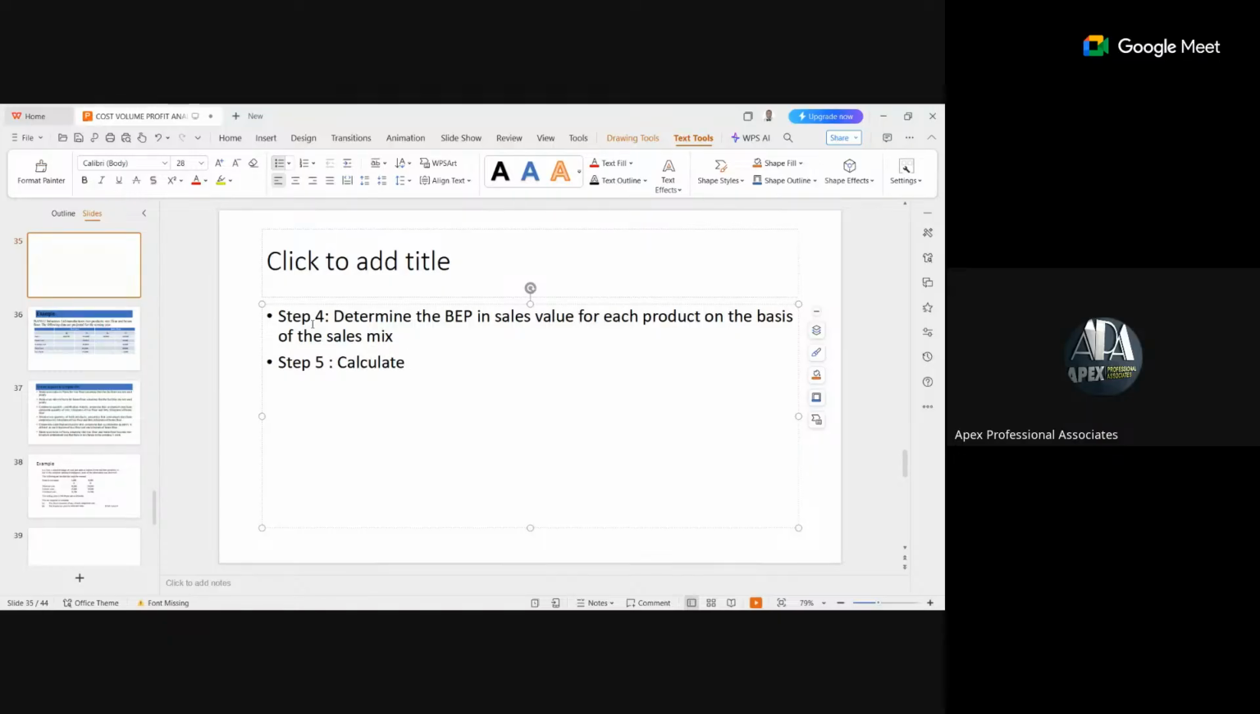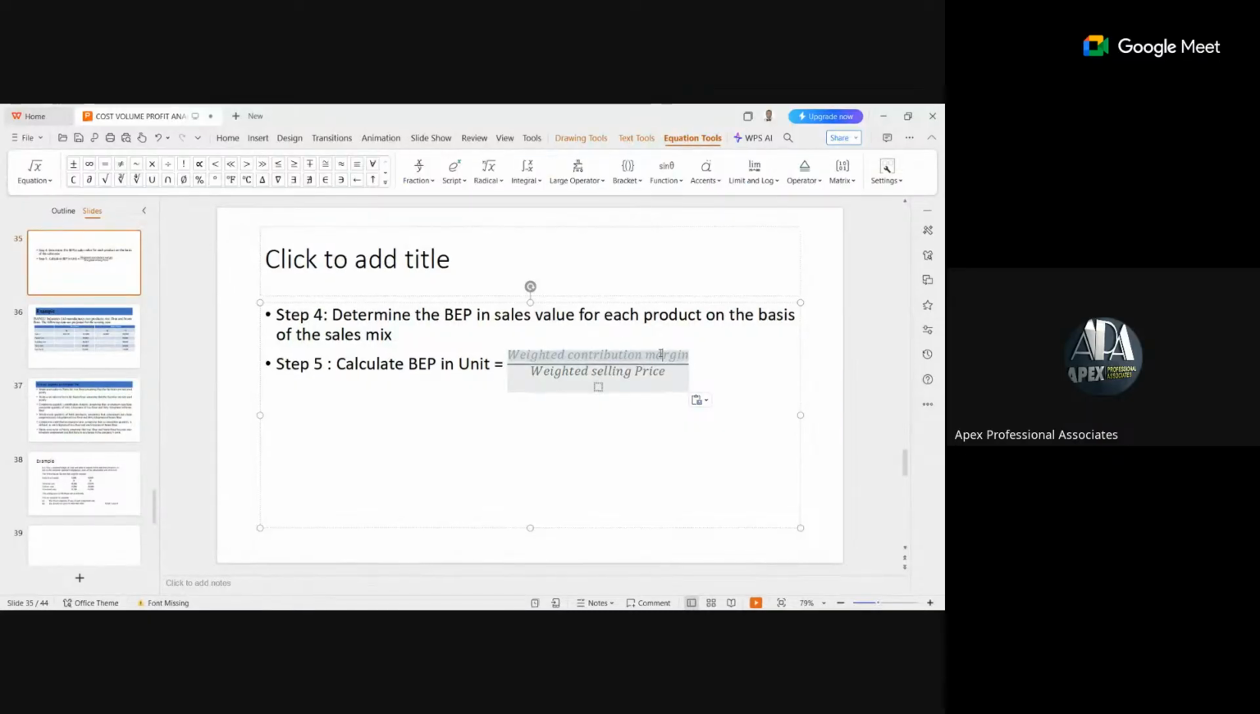Calculate break-even points in units. And how will you do that? It will be break-even points based on sales value now. You want to determine the units based on sales value divided by what? The unit selling price. You will be able to determine the units.